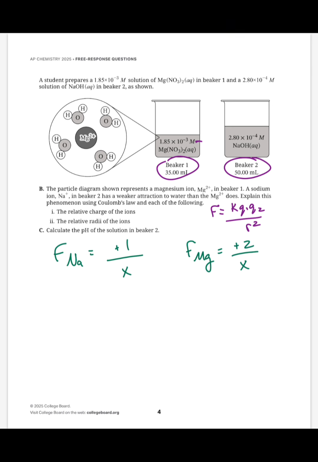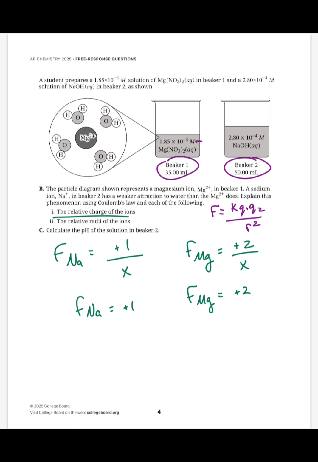Let's assume that these are fairly close, assuming that there's no other factor contributing to the radius. The force of magnesium is going to be greater because it has a greater charge overall compared to the force for the sodium ion, which has a smaller charge. In terms of their relative charge, the greater charge is going to experience the greater force of attraction. Therefore, the magnesium ion should have a greater interaction with water, which makes sense based on what they're telling us about what's happening with the sodium ion in beaker 2.